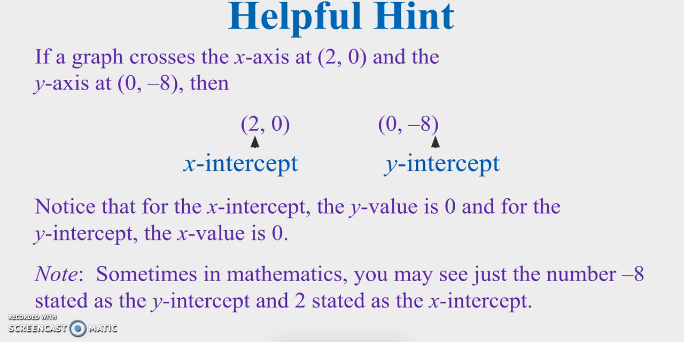So in this example, I have (2, 0) and (0, -8). The x-intercept is 2, because it crosses on the x-axis on the number 2, and there are no y's. So that's exactly where I hit. On the y, you will always have a 0 first, and then it crosses the y-axis at -8. So my y-intercept is (0, -8). Remember, on the x-intercept, your y is always going to be 0, and on your y-intercept, your x is always going to be 0.